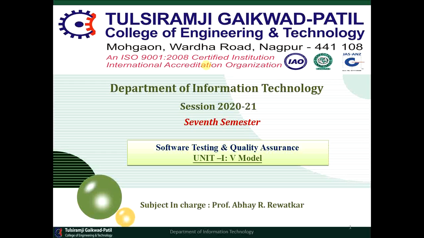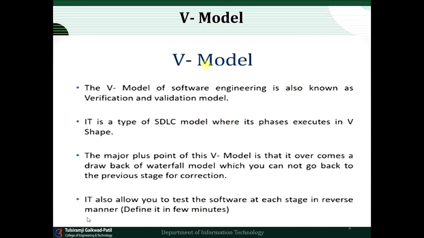Today we are going to learn a subject called software testing and quality assurance, where we are going to learn V models. First, what do you mean by V models? V models consist of verification and validation modes. It is also called an SDLC model, where the phases execute in a V shape. V model consists of two parts. First is called verification and the second is called validation.